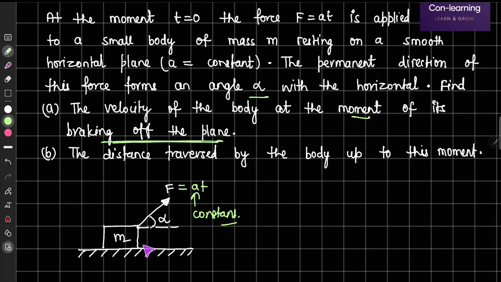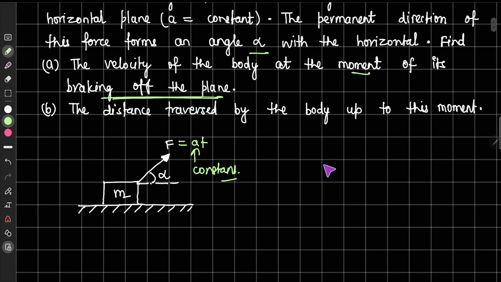Breaking off the plane means it is leaving the surface, and at that instant the normal reaction will be 0. So let us first draw the free body diagram of mass m. We will have the gravitational force in the downward direction, that is m g, and the normal reaction in the upward direction. Taking the components of the force, we have F cos alpha in the horizontal direction and F sin alpha in the vertical direction.